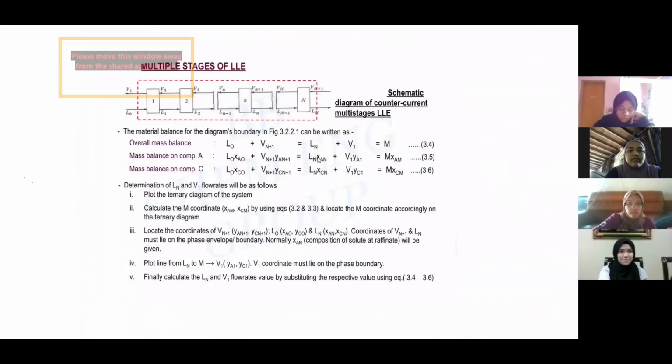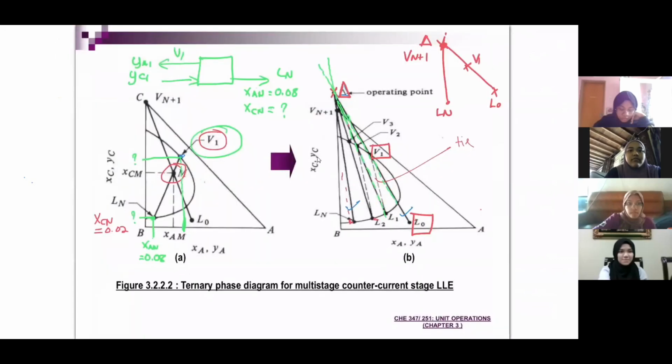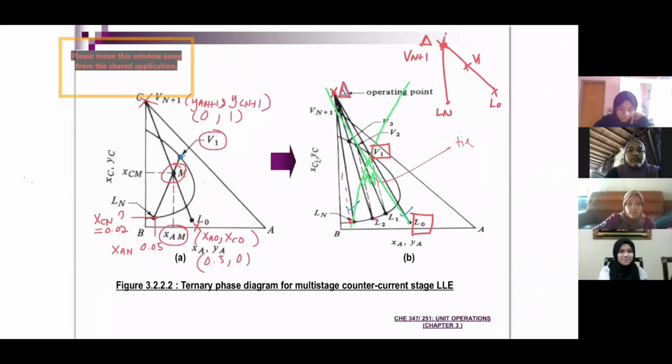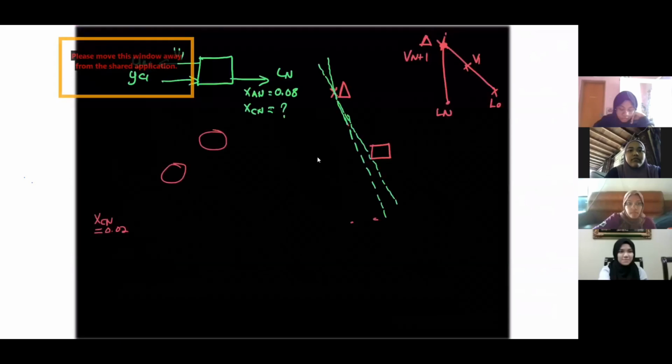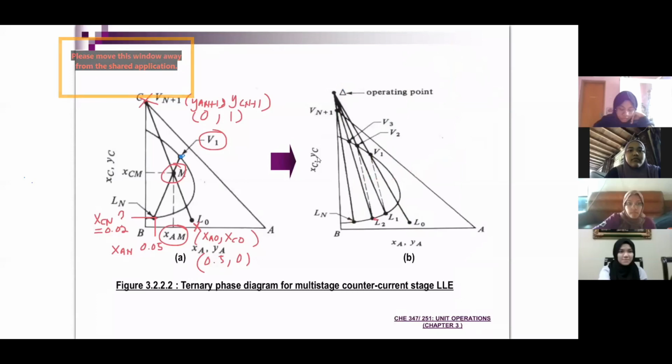For multiple stages. Just take a look. Okay, so this is the diagram. Hold on. Maybe I need to remove some things first, remove them so that it's visible. Alright, take a look at that diagram. This diagram is in your textbook or your PowerPoint slide.